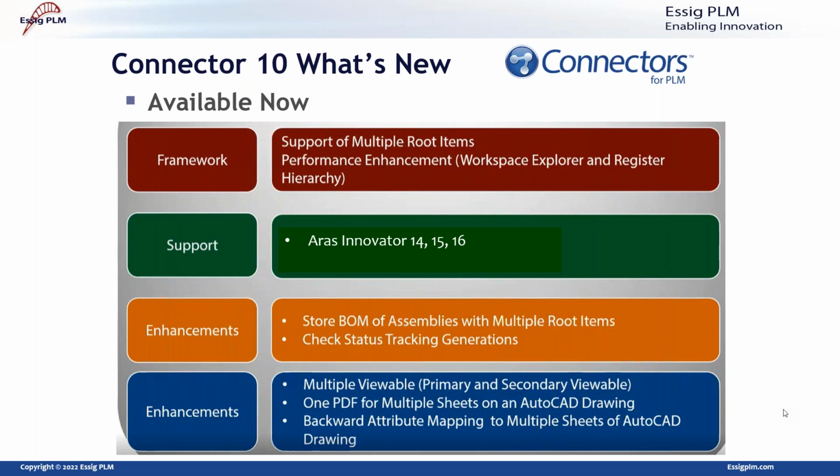In this case, for Connector 10, we introduced a primary and a secondary viewable. And then one PDF for multiple sheets of AutoCAD drawings, and then the backward attribute mapping to multiple sheets of AutoCAD drawings. So we've always supported attribute mapping, both bidirectional, from CAD through the connector up to Aras, and then also Aras Innovator property mapping back down through the connector into CAD. However, there was a special nuance around multiple sheets of AutoCAD, and we are now supporting that. So next slide.